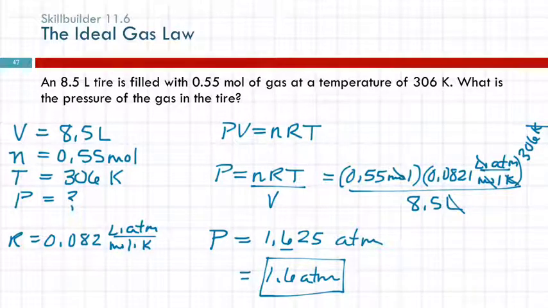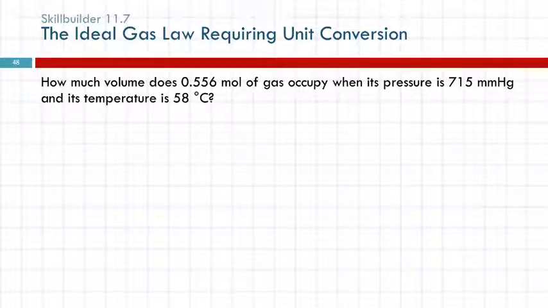Variations on a theme. That's what gas laws are. Okay, so the last two gas law problems we did, the ideal gas law problems, were very nice because the units were correct. So here's one where we have to do some unit converting. How much volume does 0.556 moles of gas occupy when its pressure is 715 millimeters of mercury and its temperature is 58 degrees Celsius?